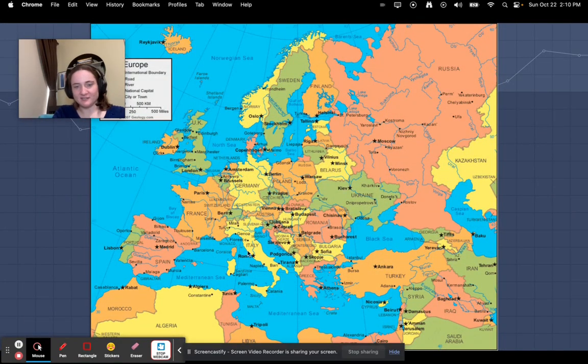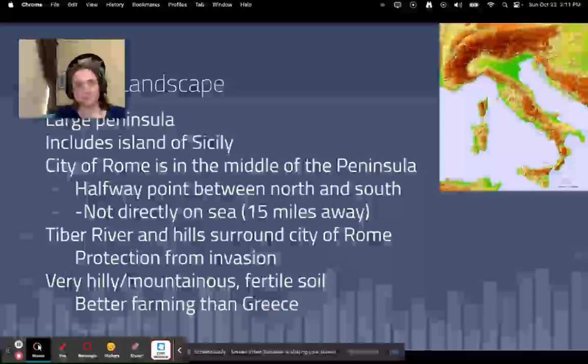Here's more of a zoomed-in map. So you can see Italy here, shaped like a boot. You can see that the southern island, Sicily, is very close to northern Africa, and most of it is on the Mediterranean Sea. Rome is going to be located right here, kind of in the center, but a little bit closer to the Mediterranean Sea. And then here's Greece again. So you can see again, super close.